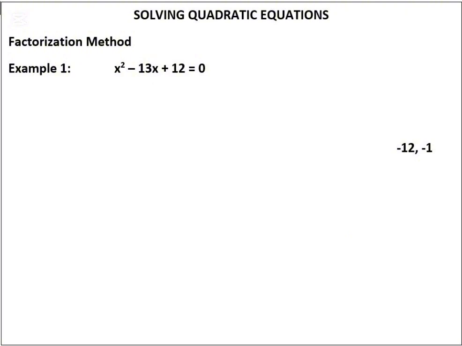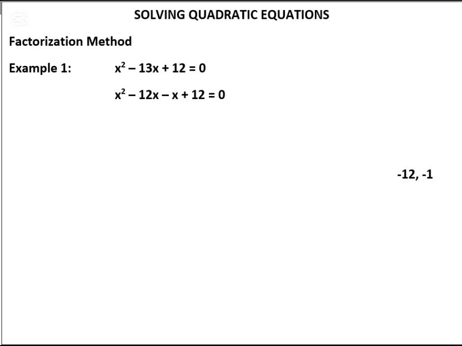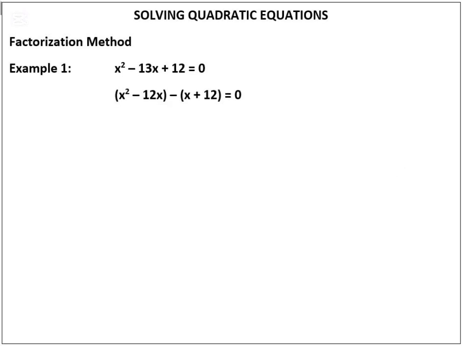Now that we have the two numbers, minus 12 and minus 1, the next thing to do is to rewrite the middle term, minus 13x, with those numbers. So our equation becomes x squared minus 12x minus x plus 12 equals 0. The next step is to factor by grouping. We group them in twos. So we have in the first group x squared minus 12x, and in the second group minus x plus 12, equals 0.